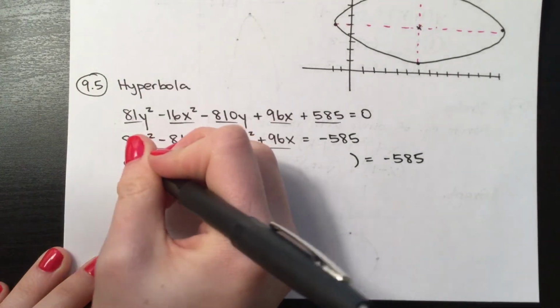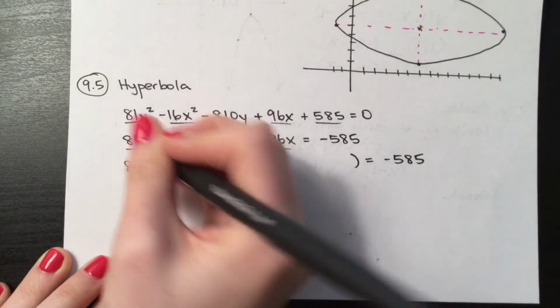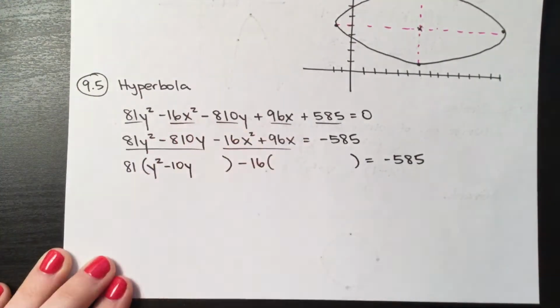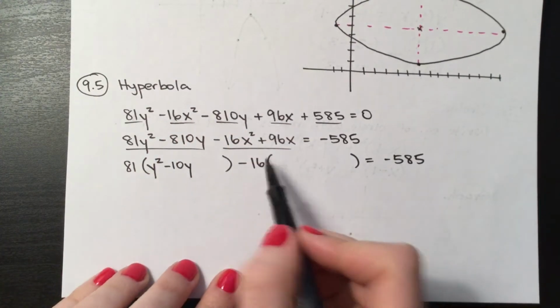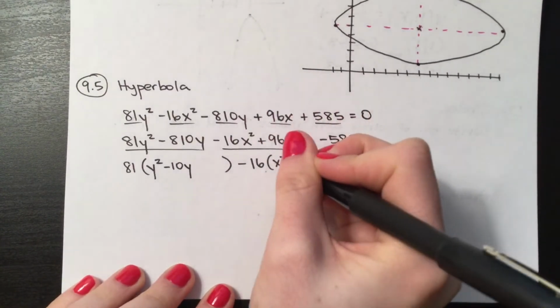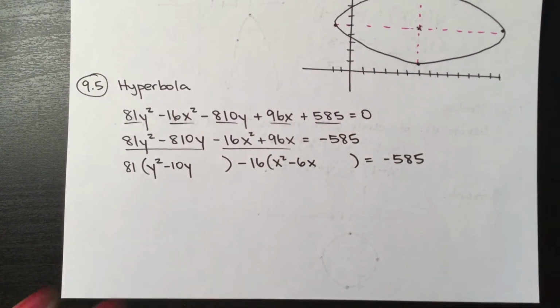So here when I divide these both by 81, this is just a y squared. This will be a -10y. Leave a space so we can complete the square. Here, divide by -16. This will be just an x squared. This will be a -6x. Again, leave a space because we're going to complete the square. So here's what this will look like.